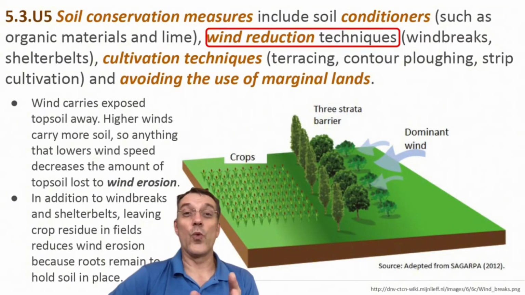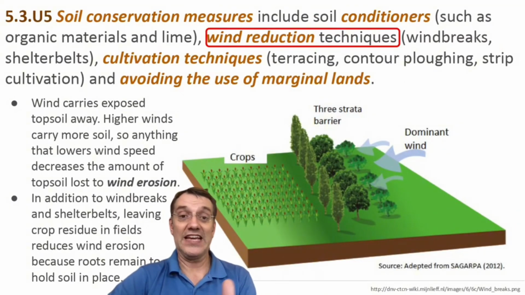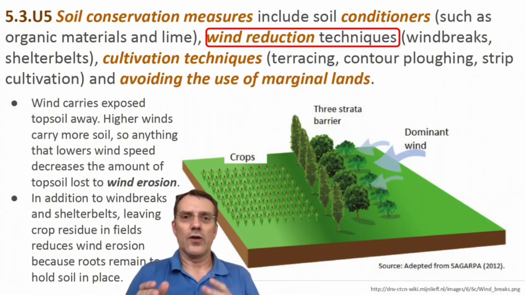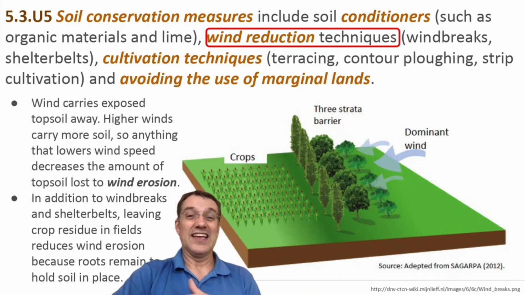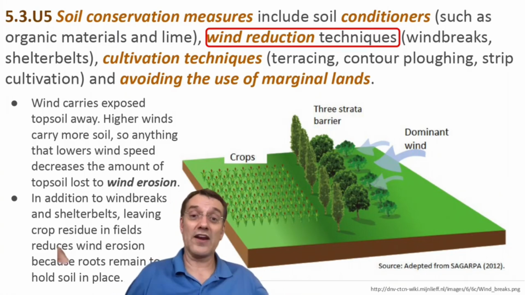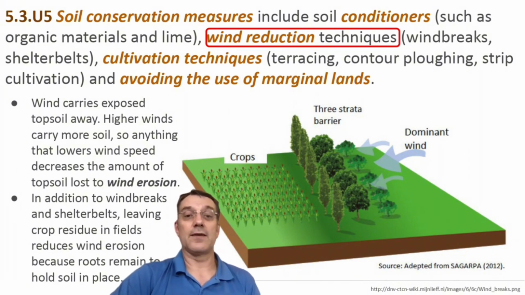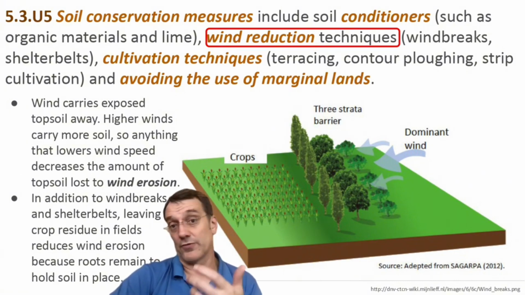Let's take a look at wind reduction techniques. This diagram shows how strategically placed windbreaks protect crops and soils. Notice how the protected zone is 8 or 10 times wider than the height of the trees planted as the windbreak. This kind of a system not only prevents soil erosion, but it can also reduce soil evaporation, and it can create beneficial microclimates for crops.